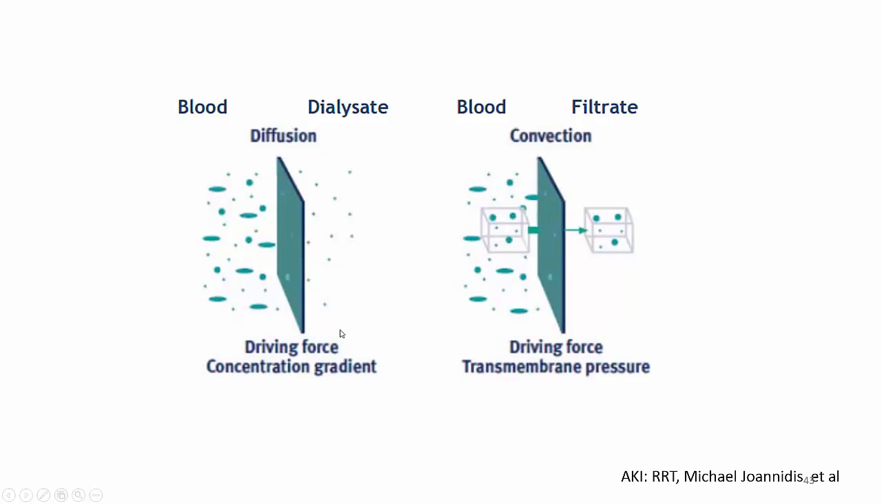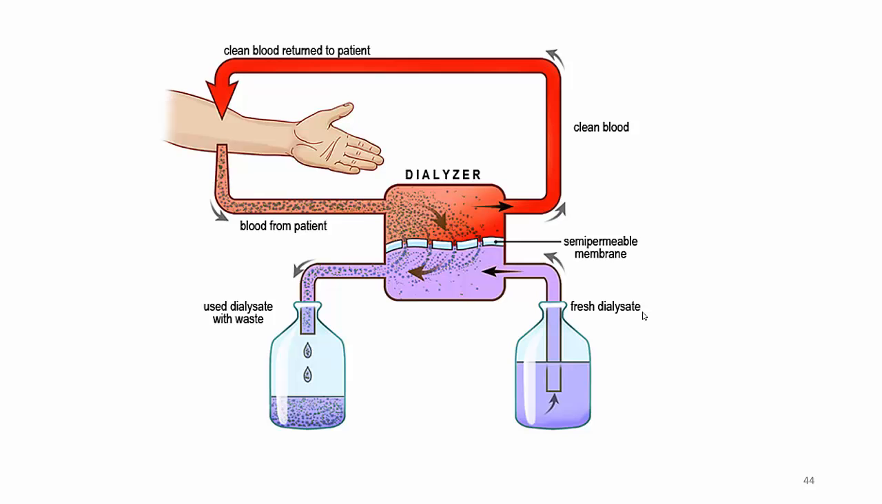The main difference between those two is that in diffusion you could have both-way movement. In convection you can't, because you can't have a transmembrane pressure both ways. That's important because it is the main difference between CVVH and SLED or hemodialysis. So remember that when I talk about those two modalities.